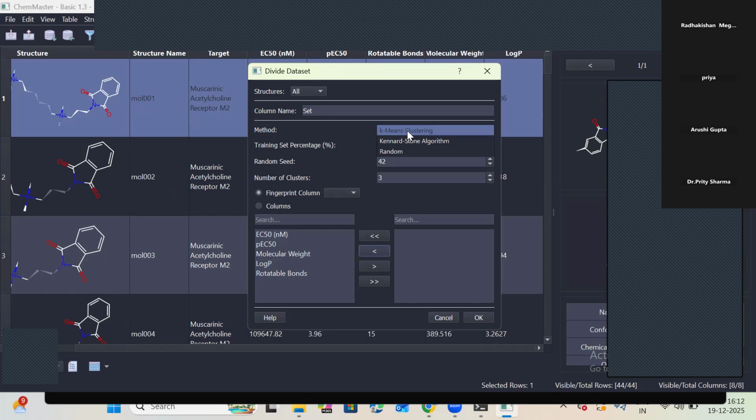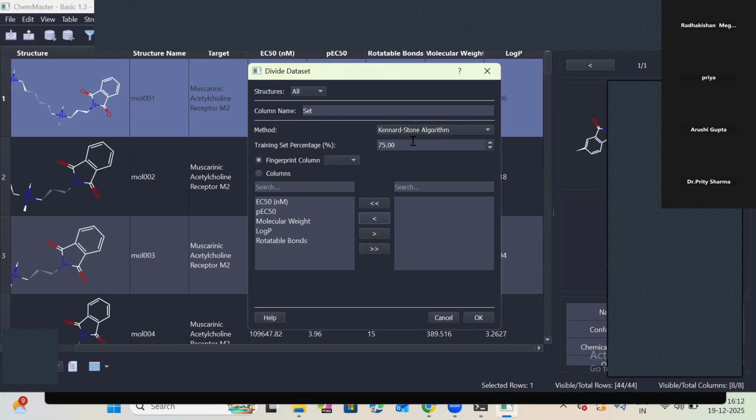Here, three methods are commonly used: K-means clustering, Kennard-Stone algorithm, and random. Now we are going to use the Kennard-Stone algorithm, because this is a very common algorithm which is used to select the column descriptors. Now we want to click Kennard-Stone algorithm, and we want to click these values.